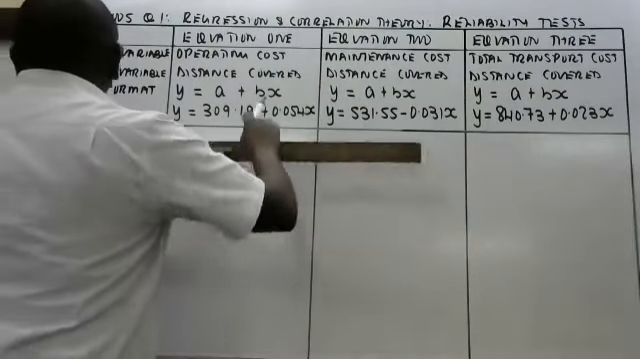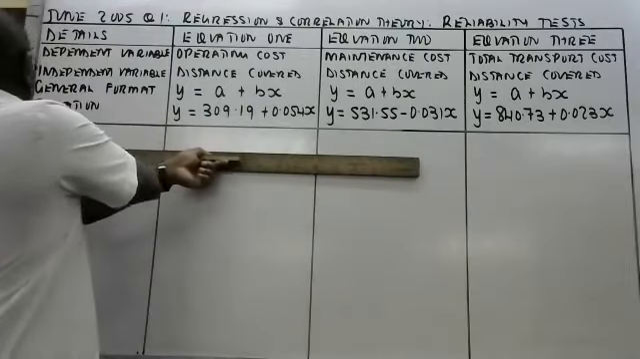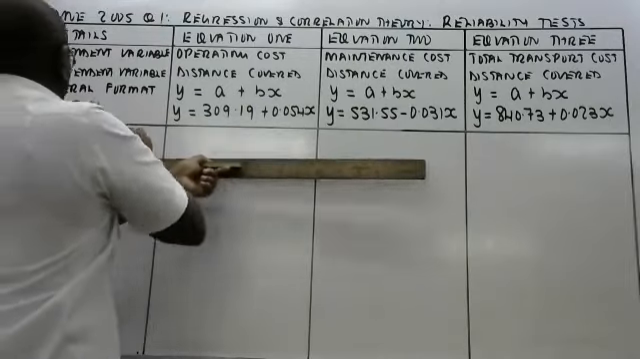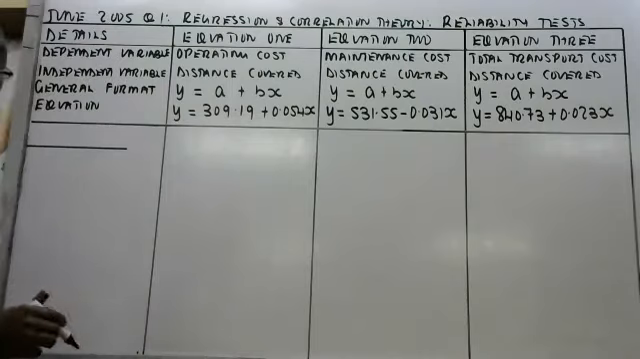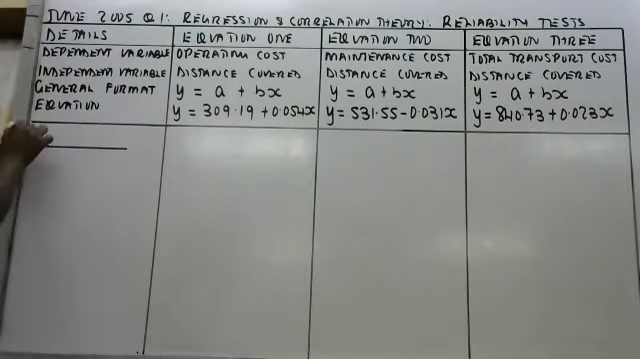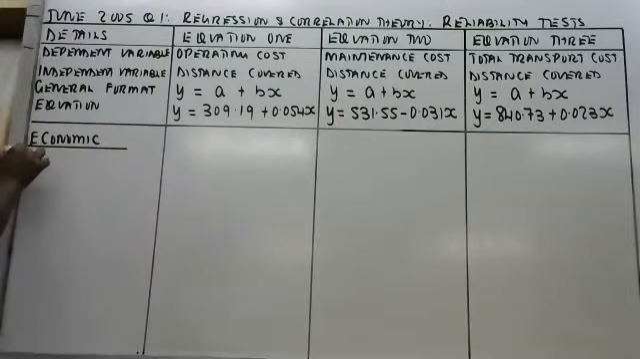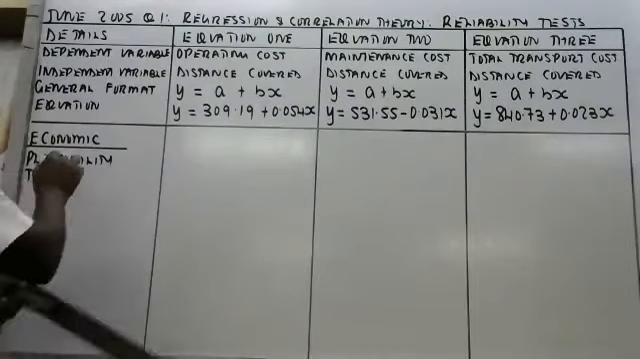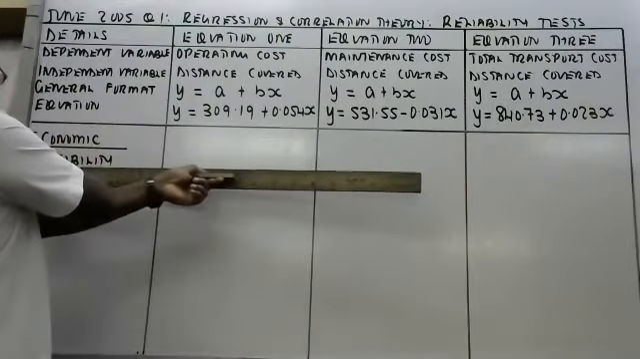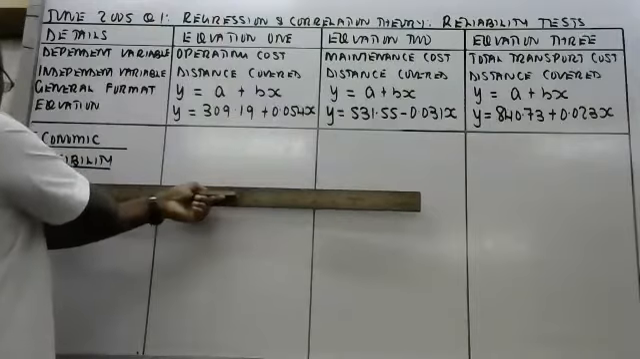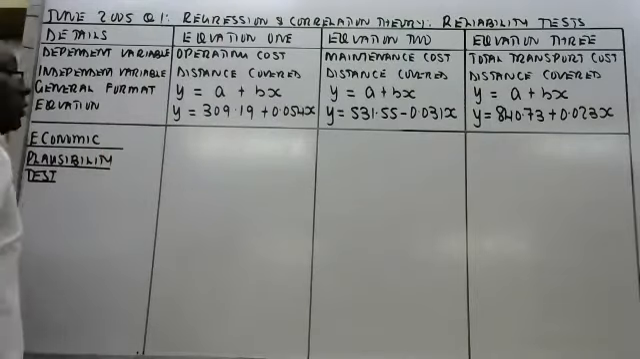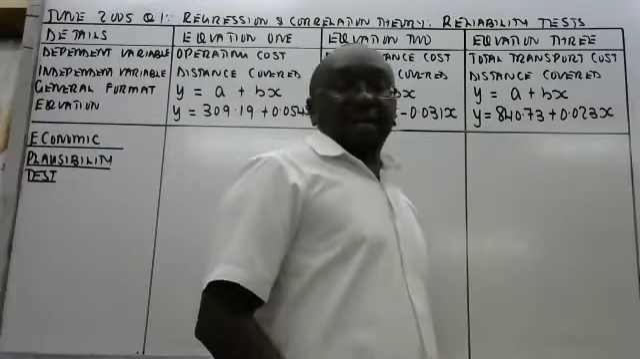So the first test that we are told to do is called the economic plausibility test.